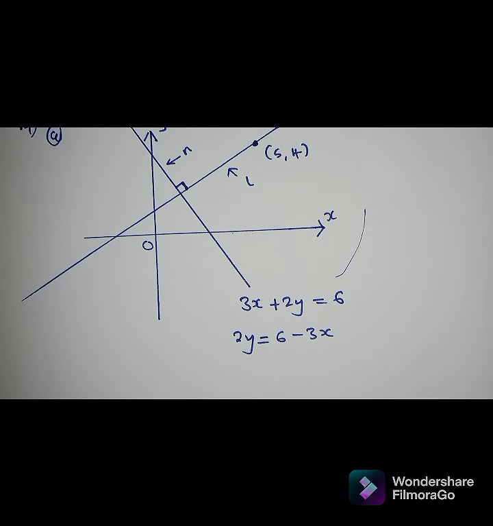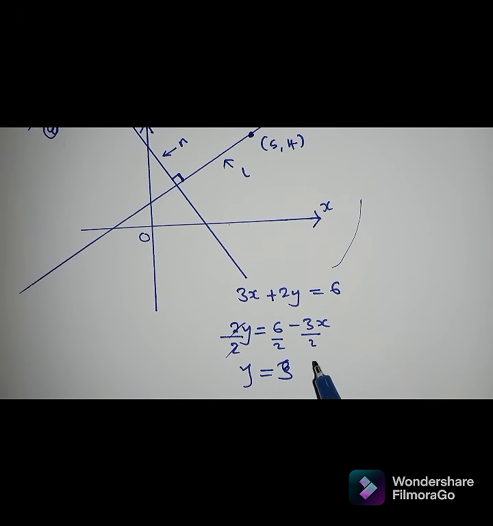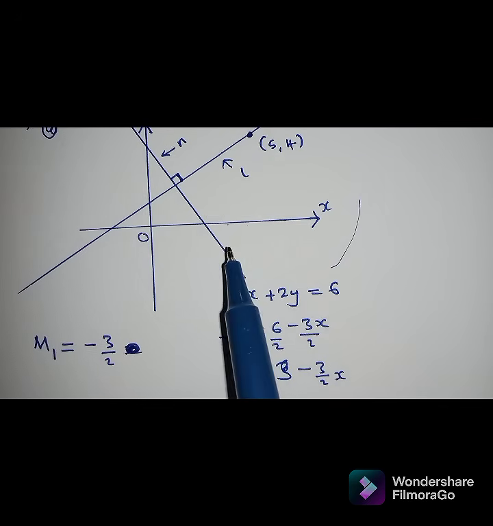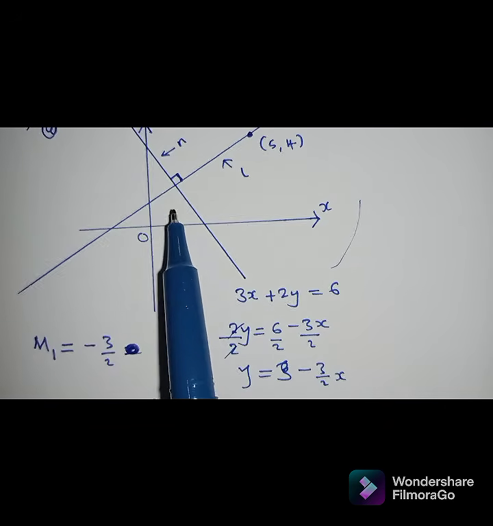Okay, make sure that you just remain with y this side. So by dividing by 2 throughout, y is equal to 3 minus 3 over 2x. So our gradient, we'll call it m1, is equal to negative 3 over 2. Once we find this, we have found the gradient of this equation.